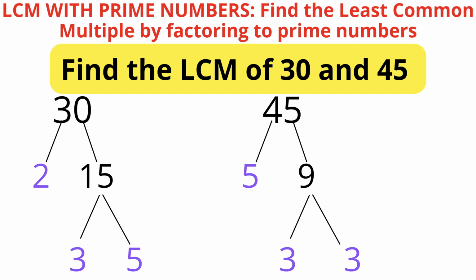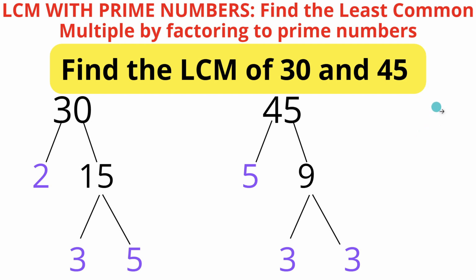30 factors to 2 times 15. 15 is still not done. It factors to the prime numbers 3 and 5. 2 times 3 times 5 comes back to 30 in purple. 45 factors to 5 times 9. 9 factors down to 3 times 3. 3 times 3 times 5 comes back to 45.